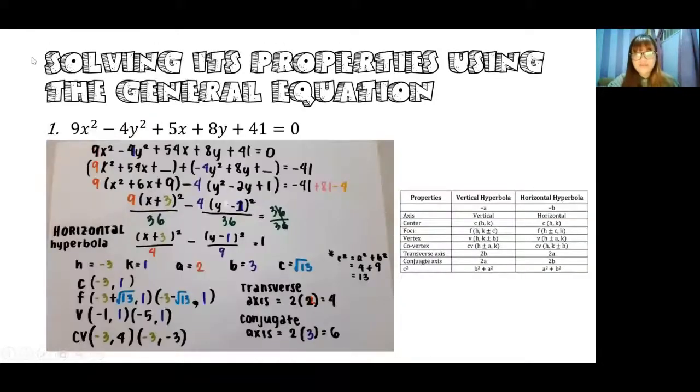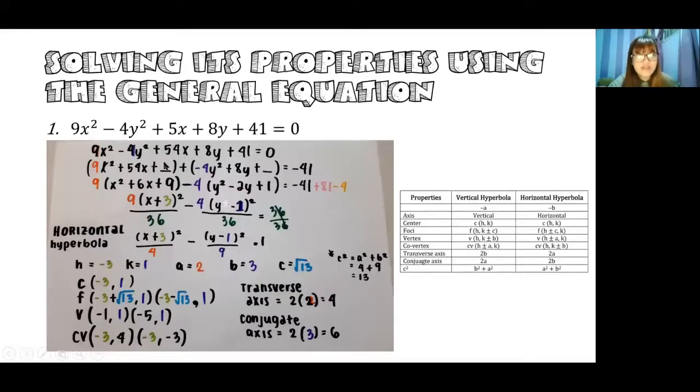So this is what I'm talking about when I say that the table is important, because we'll be using it to solve for its properties using the general equation. So the given here is 9x squared minus 4y squared plus 5x plus 8y plus 41 equals 0.